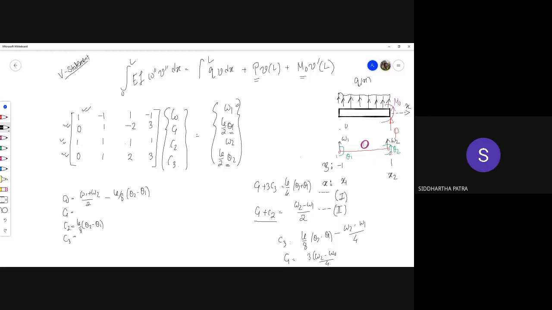times this minus, actually this one is plus actually, right? Minus LE by 8 theta 2 plus theta 1.